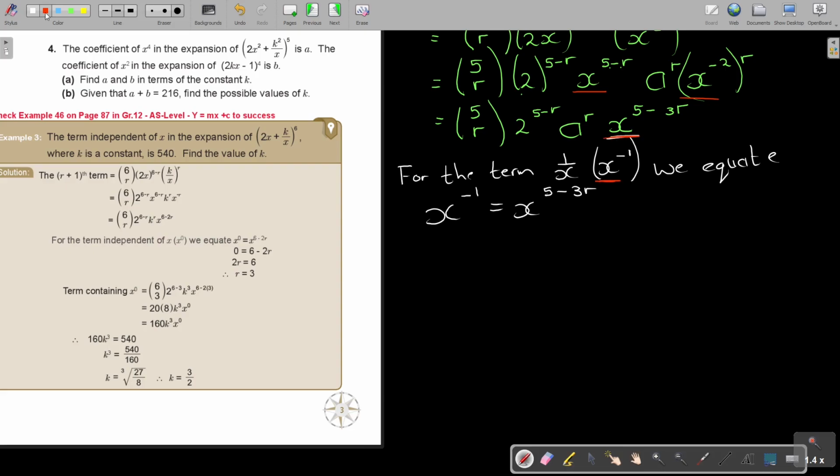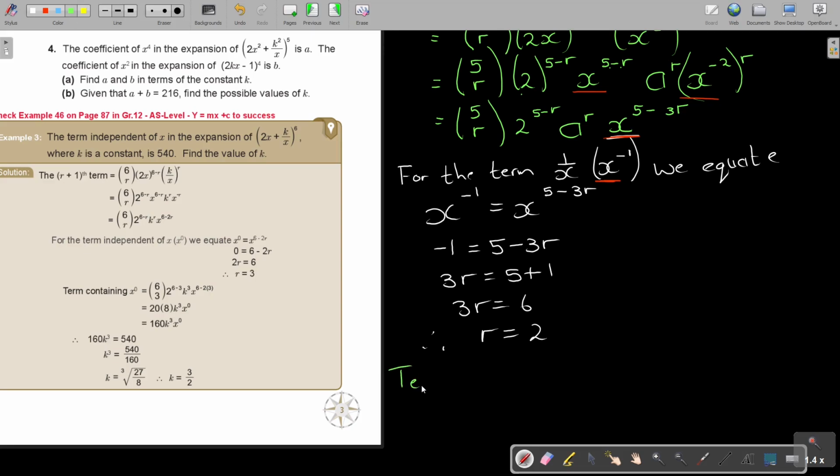Okay, now the bases are the same, so I can put the indices equal to each other. And then it's 3r, it's 5, there's the 5, the 3 becomes positive, and it's another 1. So 3r is 6, so r is going to be 2. Okay, now I'm just going to substitute it back into the green.